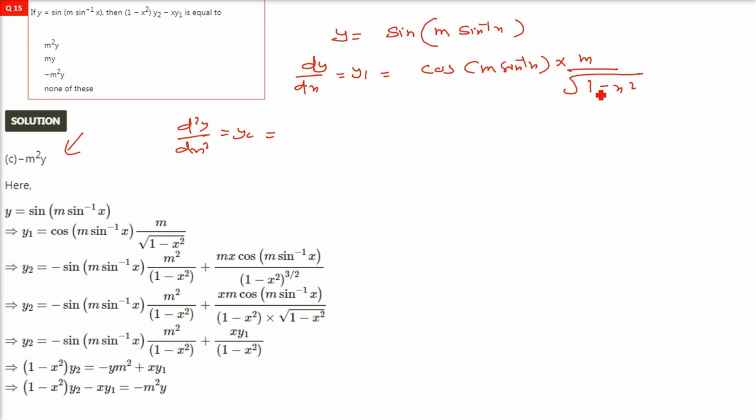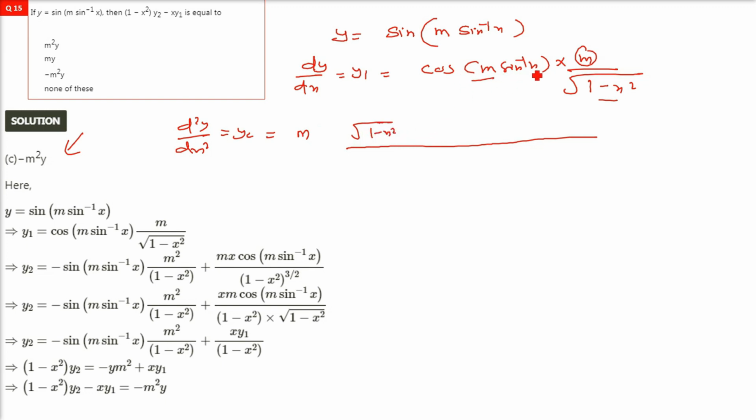So you can use the p by q form, or you can use the p into q form, where p can be cos m sin inverse x and q can be 1 by under root 1 minus x square. That's up to you. You can apply whichever approach you want, the result is going to be the same. So what should we do? We can take this constant in later. So under root 1 minus x square, I am applying the p by q quotient rule.